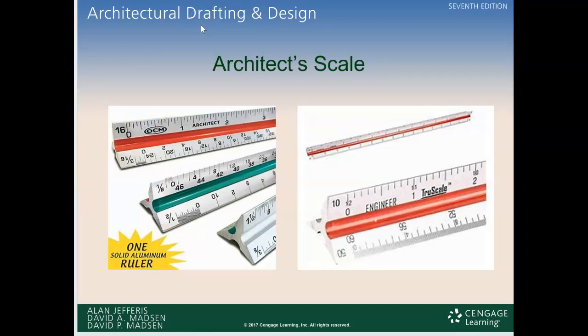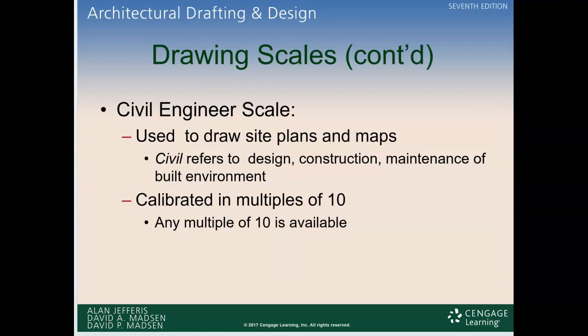There are 3 kinds of scales out there, so be sure you pick up the right one, and it will clearly say architect on it. The other one will say engineer, and you can actually look, the architect scale is shifting over, and it'll show fractions of an inch, whereas the engineering scale will go into metrics. That metric one is a civil engineer scale, and it's for large project site plans and maps, calibrated in multiples of 10.